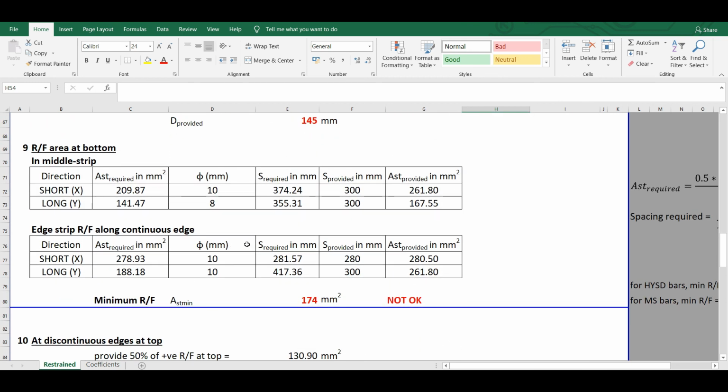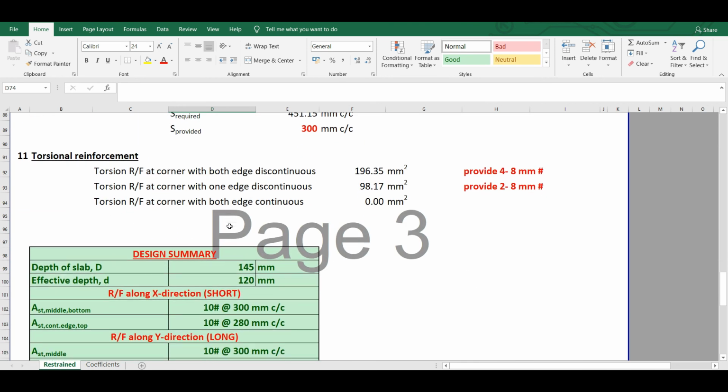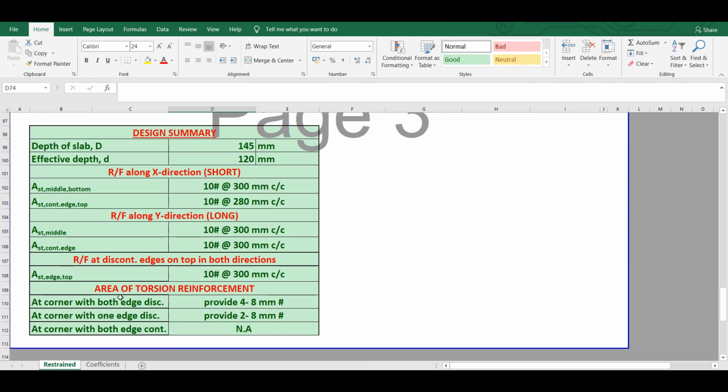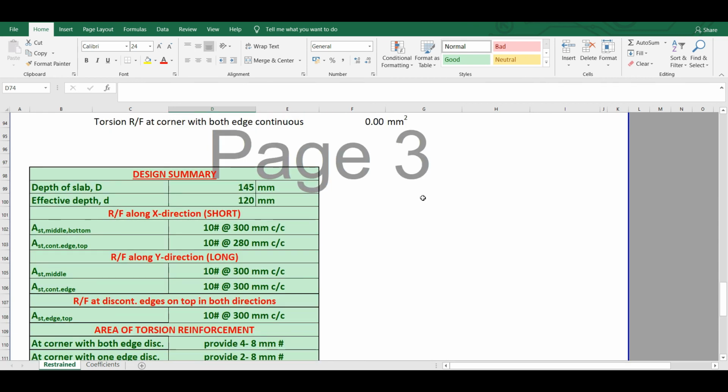Here the area in the longer dimension is 167.5 mm square, which is less than the minimum reinforcement. Hence we need to increase the dia of bar. So from 8 mm I will take 10 mm. Now it is satisfying the minimum reinforcement criteria. So the slab panel S2 is also designed. This is the design summary for the slab panel S2, and we can do the reinforcement detailing in a similar manner. So this completes the design of restrained two-way slabs.